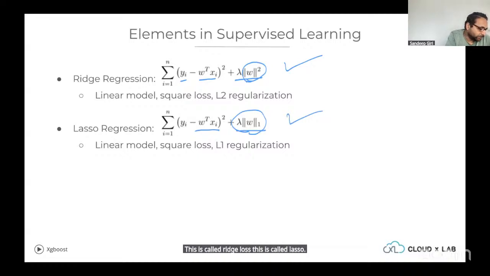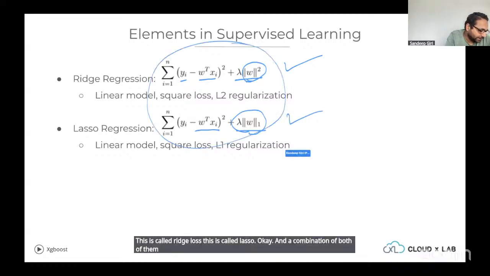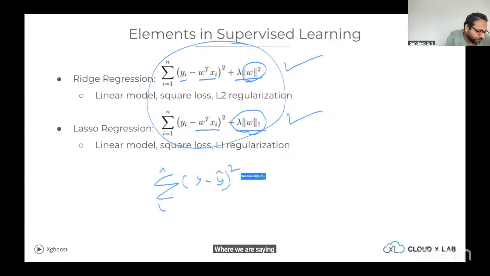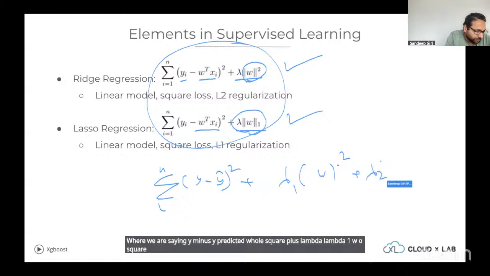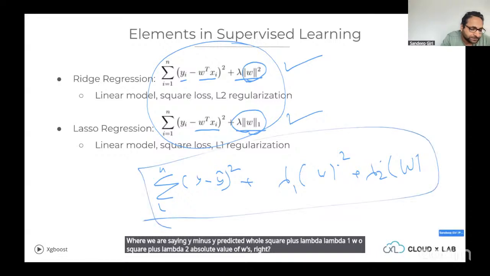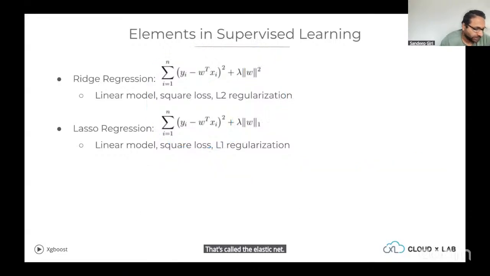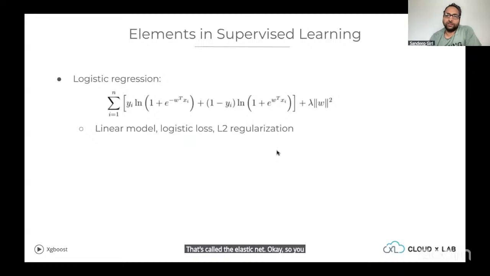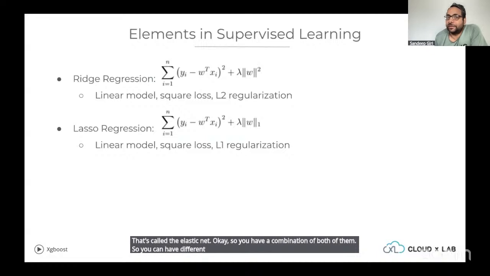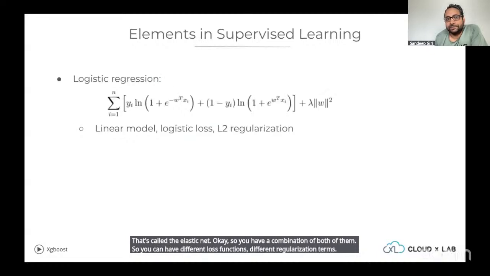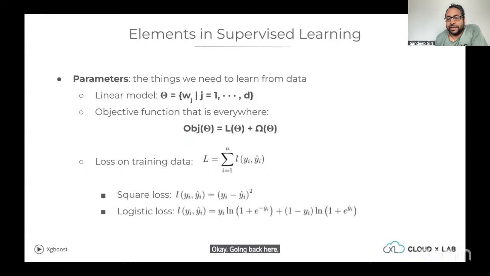And a combination of both of them, where we are saying y minus y predicted whole square plus lambda 1 w whole square plus lambda 2 absolute value of w's, that's called the elastic net. So you have a combination of both of them. So you can have different loss functions and different regularization terms. Okay. Going back here.